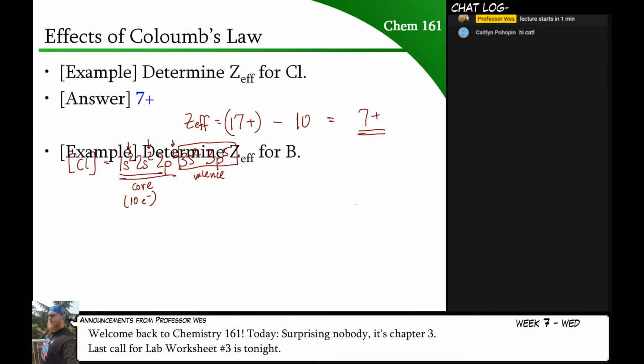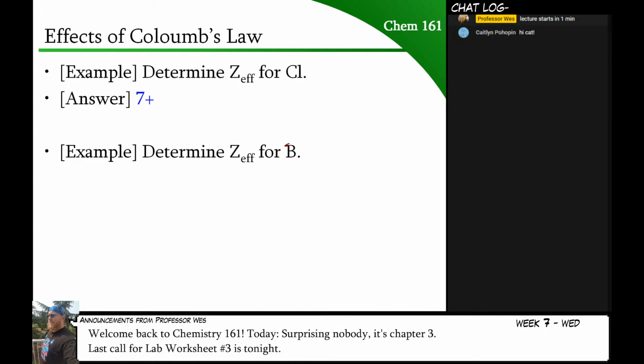All right, let's do another one. Let's do... Oh, we already did boron. Well, then we're going to erase this, and we're going to pick nitrogen. So Z effective for nitrogen would be... I should probably put the formula on the board, shouldn't I? So what's the atomic number for nitrogen? Well, it's 7. How many shielding electrons are there? Well, we've got to write out nitrogen's electron configuration.